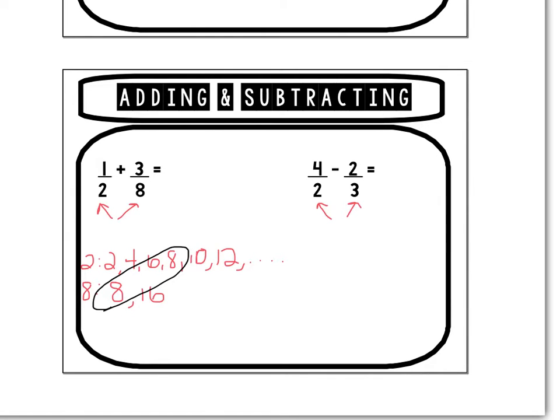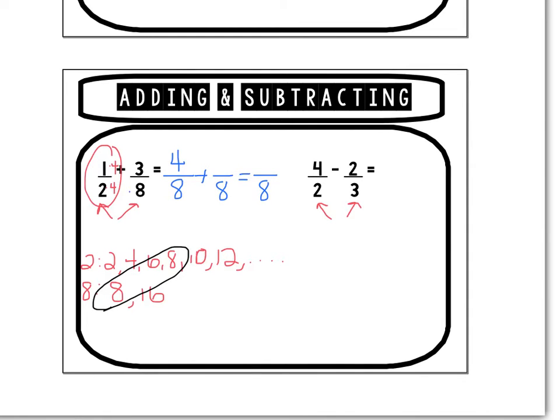So instead of writing something over 2 plus something over 8, I'm going to write something over 8 plus something over 8 equals something over 8. We need the denominators to be the same. So we have to rewrite this first fraction as something over 8. To get from 2 to 8, we had to multiply by 4, so I also have to multiply by 4 on the top. And I can put that answer, that 1 times 4, which is 4, over here.